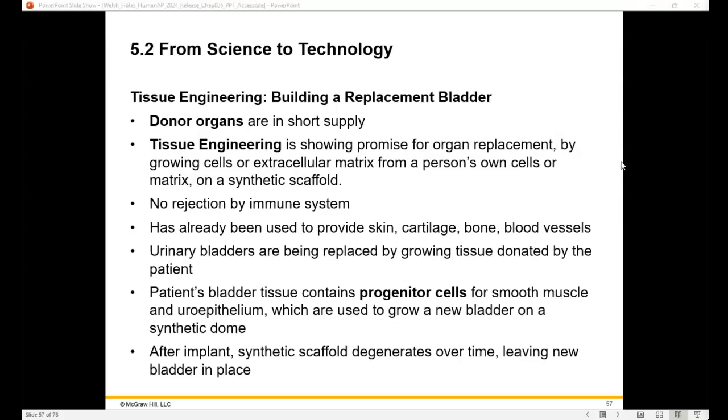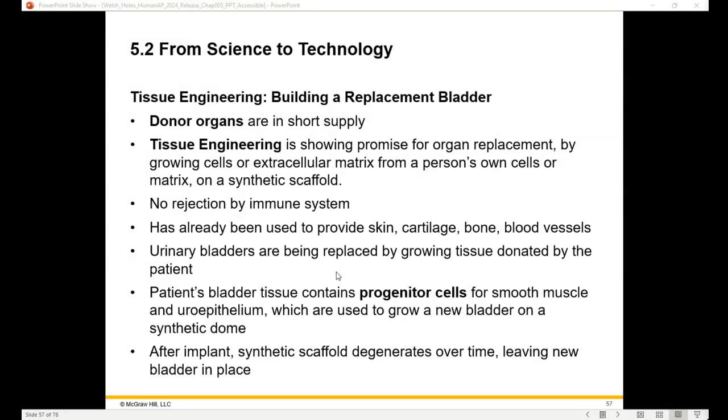Okay, science to technology, building a replacement bladder. Donor organs tend to be in short supply, so tissue engineering has shown promise for organ replacement by growing cells or extracellular matrix from a person's own cells or matrix on a synthetic scaffold. And in this case, if it's done this way, there's no rejection by your immune system. It's already been used to provide skin and cartilage and bone and blood vessels.